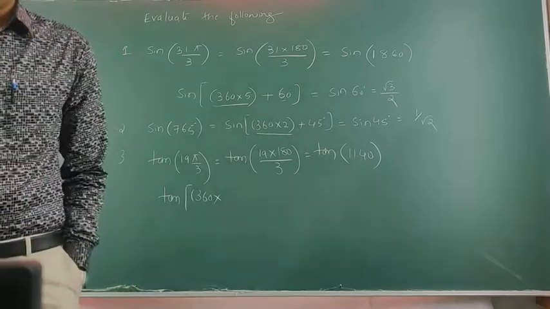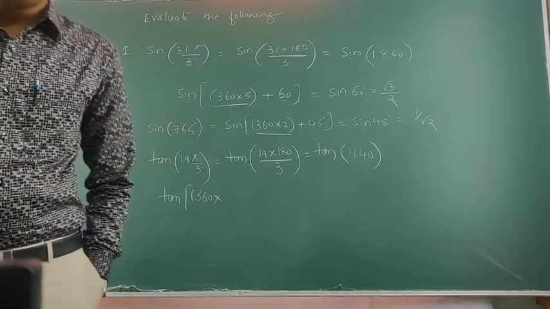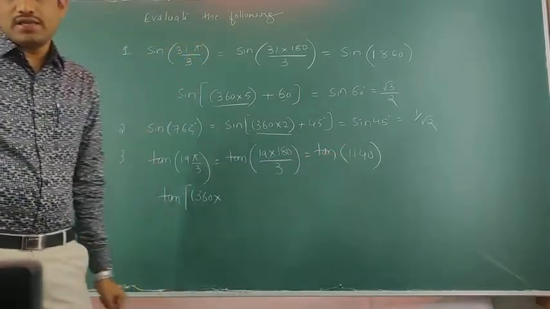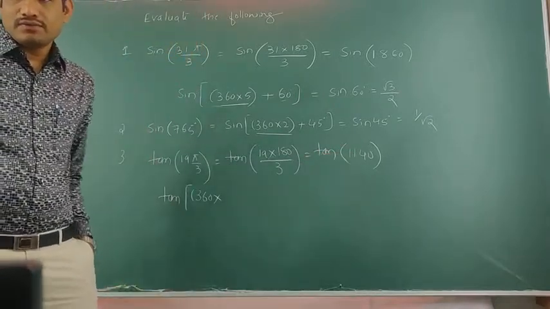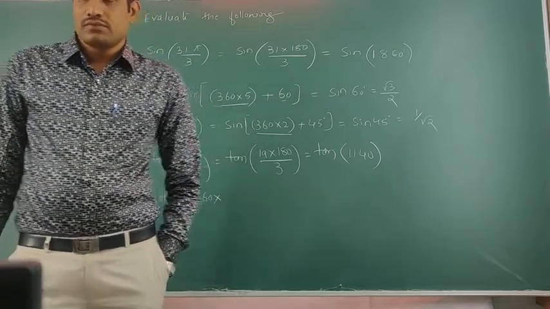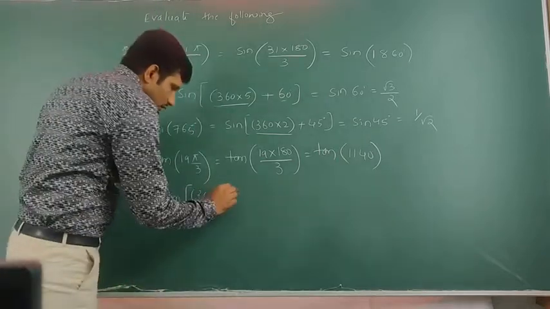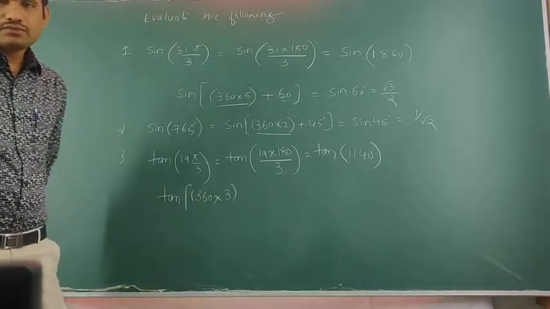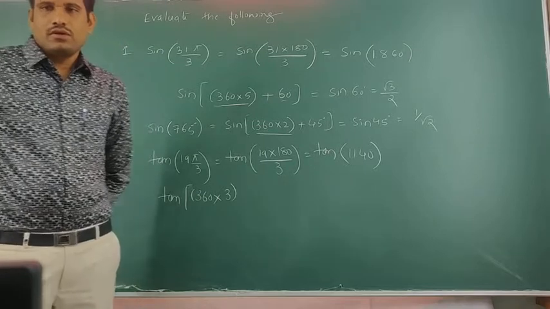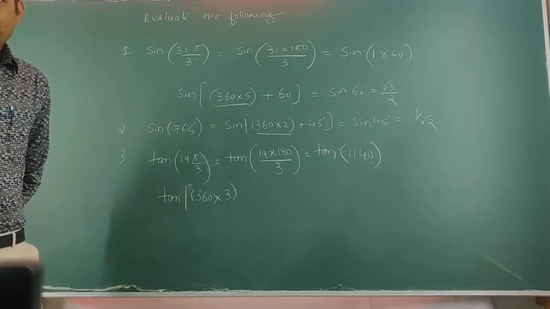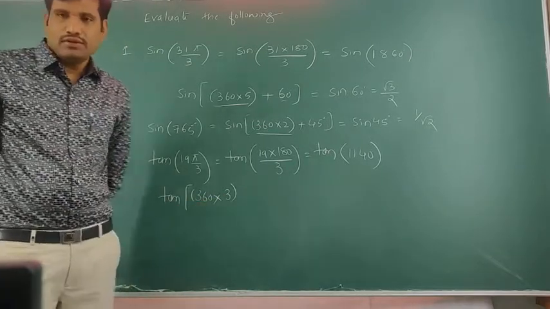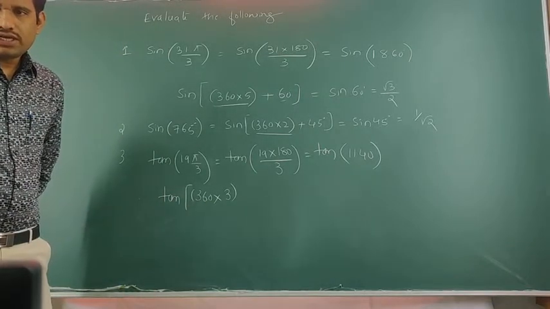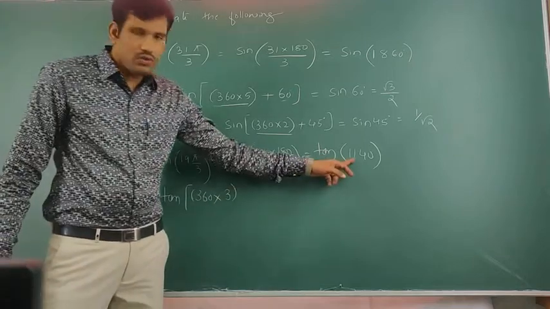Tell me, students. 1140 divided by 360. Use the calculator and tell me the answer. 3.3, so 3 point something, so use that 3. Now tell me what is 360 into 3. Fast. Use the calculator and tell me what is 360 into 3. 1080, right? But here we have 1140.